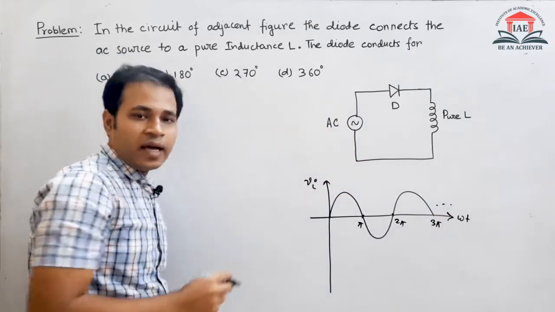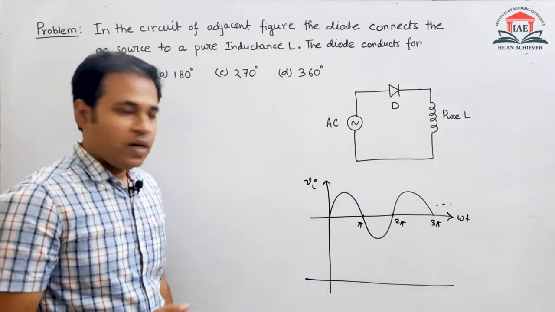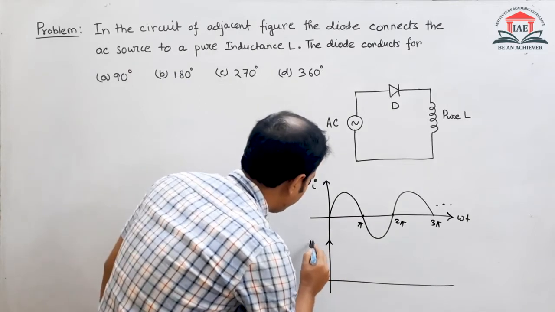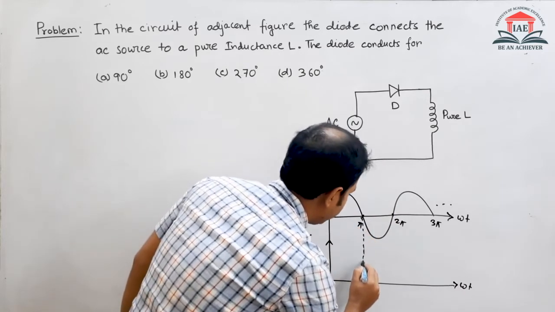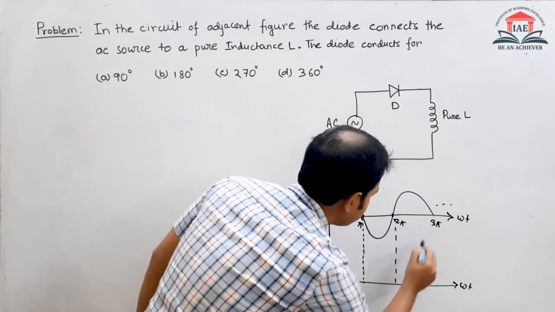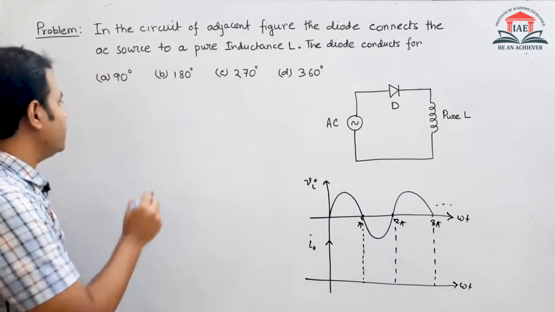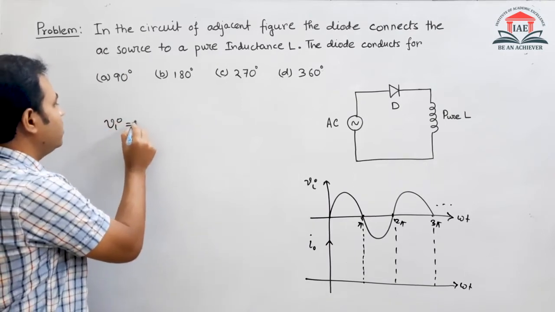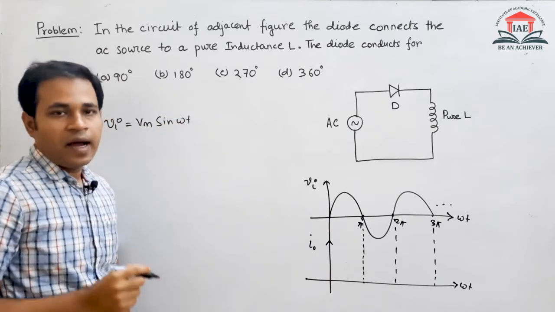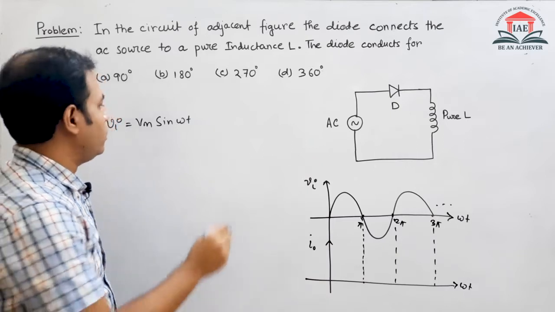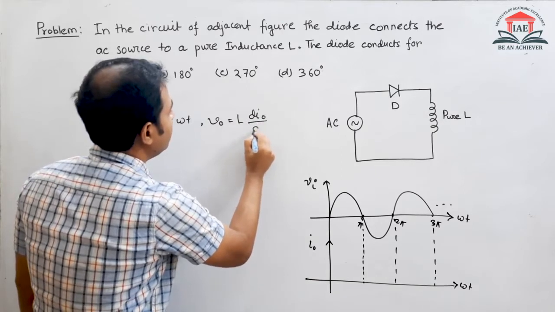Now from this circuit diagram, we have to find out how much time the diode will conduct. So let us draw the waveform for Io, but before that, let us mark the zero crossing points. So these are the 3 zero crossing points. Now, we know that the AC voltage input is equal to Vi, that is Vm sin omega t, and the voltage across the inductance will be Vo, that will be equal to L dio/dt.